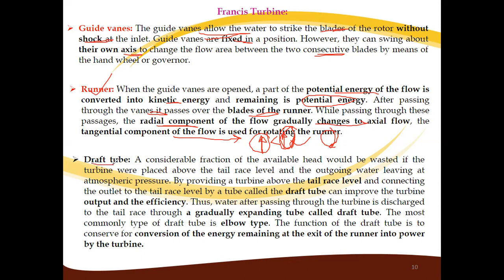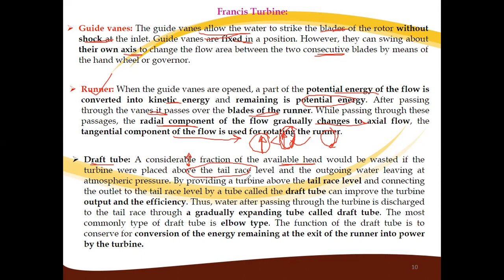Now, the last part of this Francis turbine is the draft tube. The draft tube is used in a reaction turbine only. It is not used in an impulse turbine. A considerable fraction of the available head would be wasted if the turbine were placed above the tail race. So it should be placed at the same level as the tail race. If we place the turbine above the tail race, then the head gets less, so we get lesser head. To avoid this, we use the draft tube.